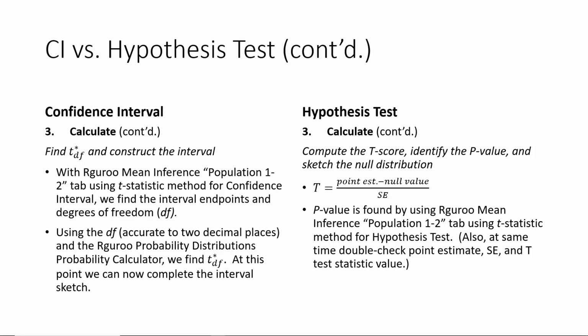For a hypothesis test for the difference of two means, however, we would begin by computing the t-score using the formula shown on the screen at the right. We would identify the p-value in a sketch by starting to sketch the null distribution. Then we would go to RGuru and use the RGuru mean inference population 1 minus 2 tab using the t-statistic method for hypothesis test to find the p or probability value. At the same time, we would also double check our point estimate, standard error, and t-test statistic value, which RGuru provides.